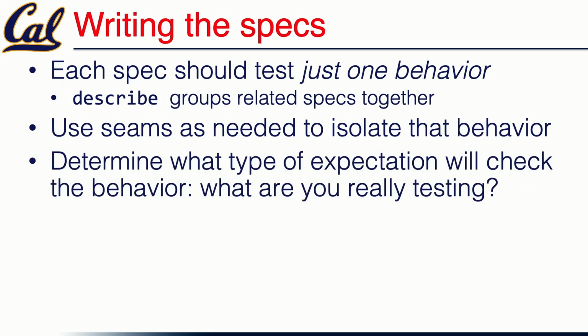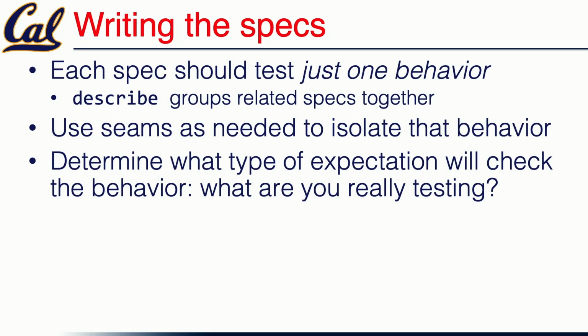And then what type of expectation will check the behavior? What's the thing you're really testing, right? In our case, when we said, does the controller render the correct view? Like, is the view going to make sense? Well, we can check if the correct template was chosen for rendering, and we can check whether the correct information in the assigned instance variables is being made available to that template.